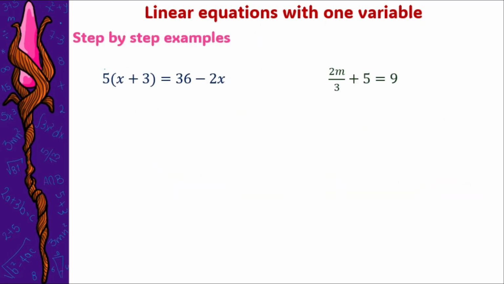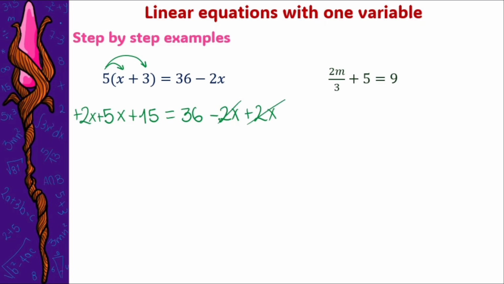Okay, in this one we have a parenthesis. We should solve it first. So we use the distributive rule. 5x plus 5 times x is 5x, 5 times 3 is 15, equals 36 minus 2x. Okay, I'm going to add 2x on both sides, plus 2x. Here I would get cancelled, so we would get 36. 2x plus 5x would be 7x plus 15.